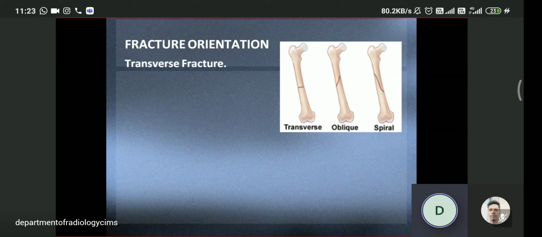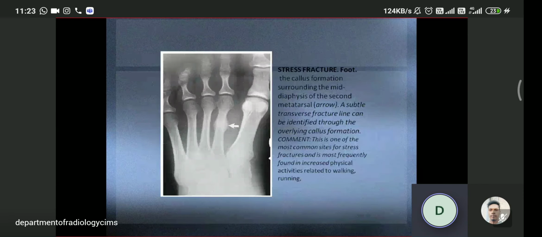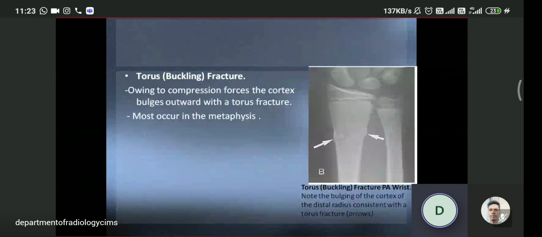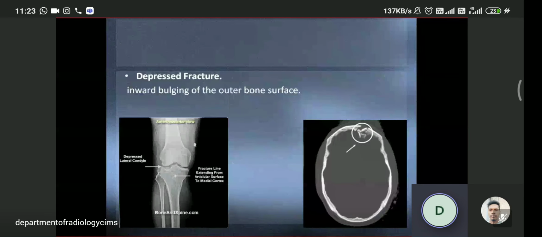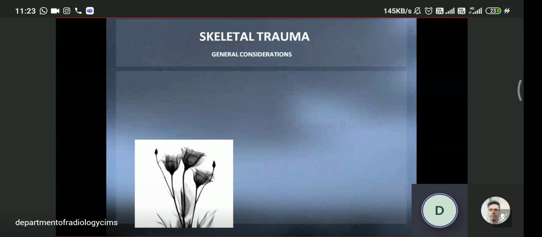Coming to the fracture orientation, but before, once again we revise quickly the previous slides. When you are writing a report of the fracture, please use all these terms. Very lucrative and fancy, and you will be considered as a good radiologist.